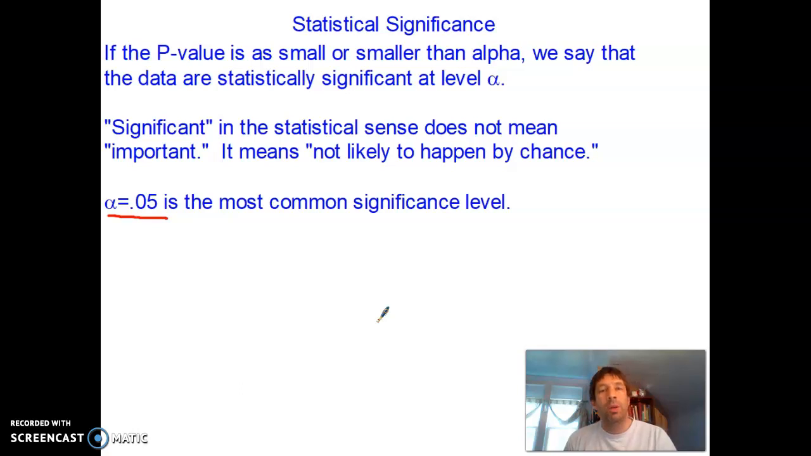We call that statistically significant evidence. Significant in this case does not mean important. It just means not likely to happen by chance. So we're saying if it's 0.05 or less, there's less than a 1 in 20 chance that this would happen by chance, which means we might believe that it's more likely that we've got some evidence for our alternative hypothesis. So that's a little introduction to statistical significance and p-values.